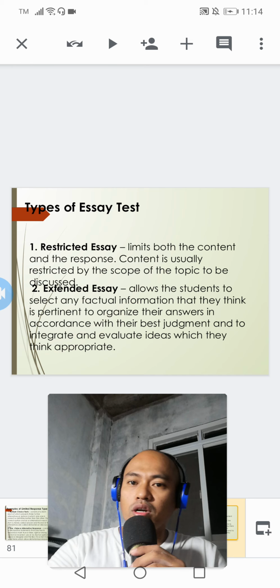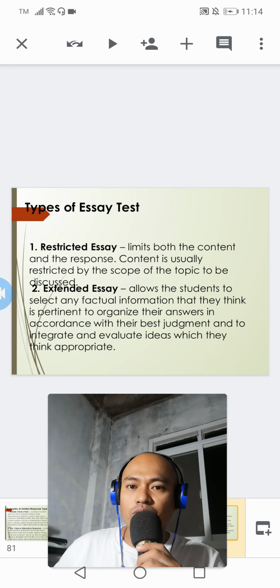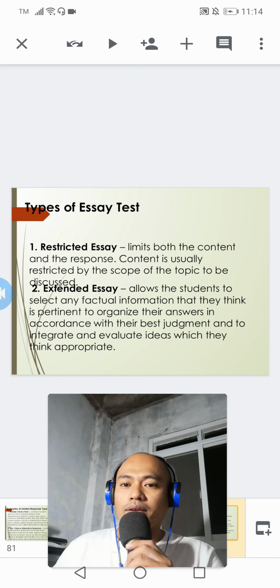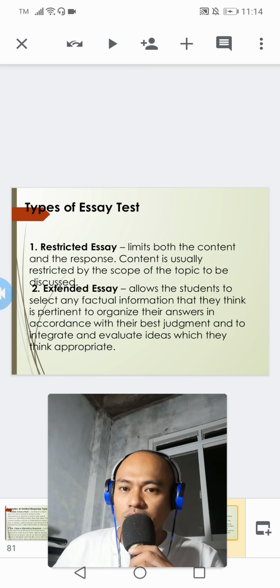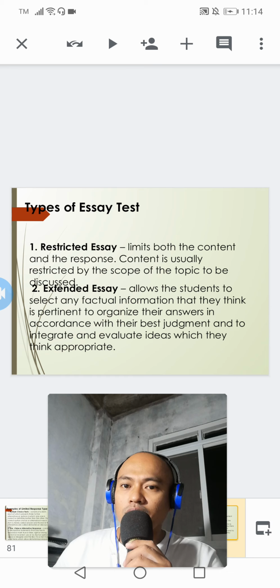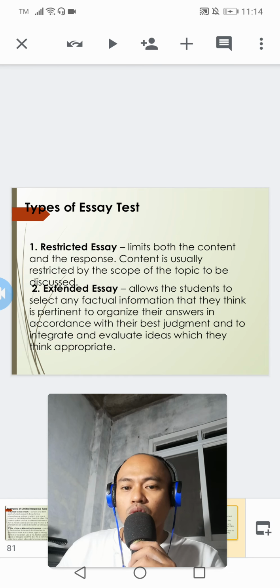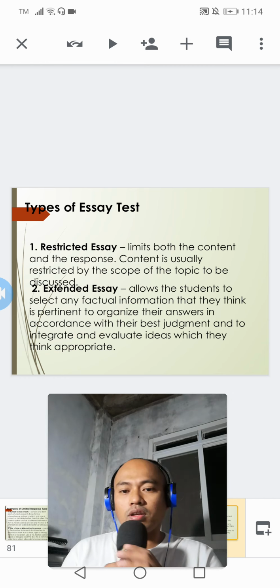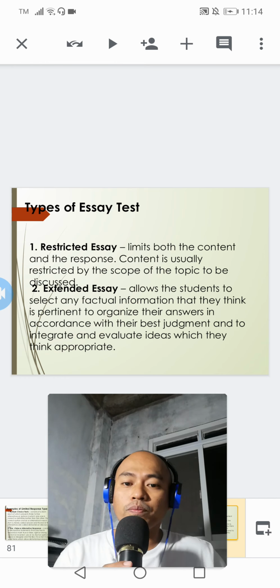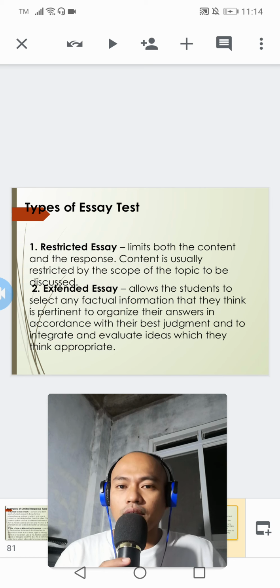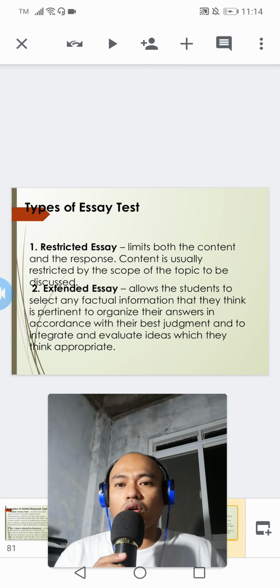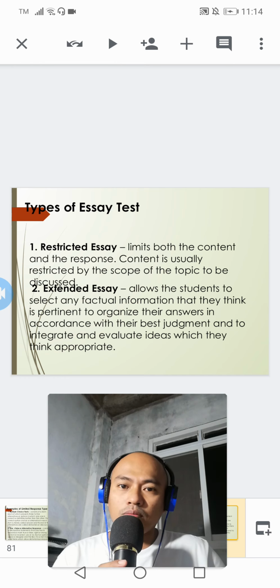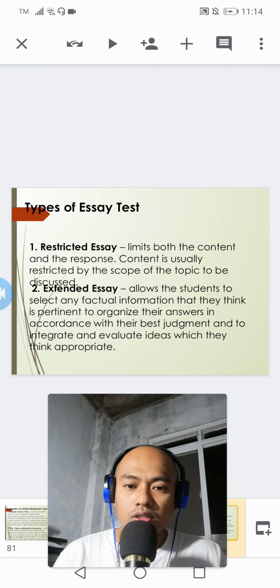So let's consider also the subjective type of test, and that is the essay type of test. As we said a while back, there are two classifications of essays. We can have restricted essay, or we can also give extended essay. Our major concern here is to differentiate the two. When we say restricted essay, this limits both the content and the response. Content is usually restricted by the scope of the topic to be discussed.